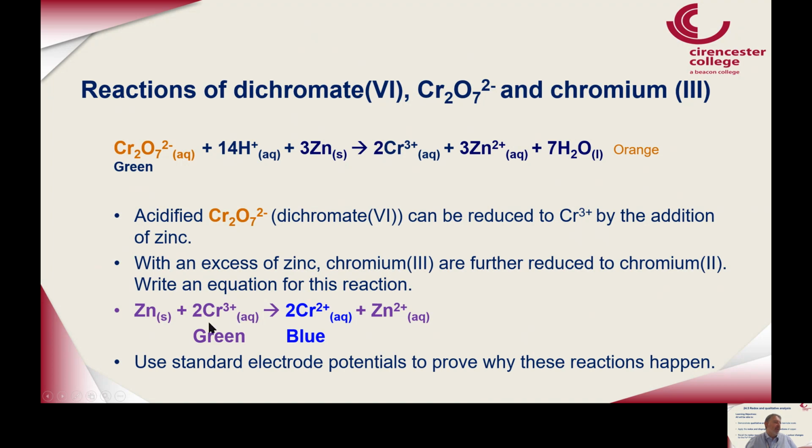So this is the chromium-3+ when it doesn't have the acid. It's pale green, which is what we discussed in the last one. And we said that when there is a lot of acid, it's orange. So zinc plus chromium-3+ is going to go from green to blue.